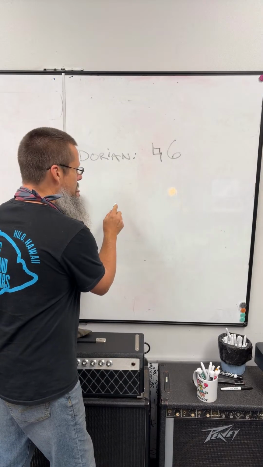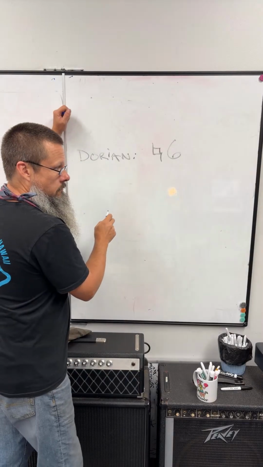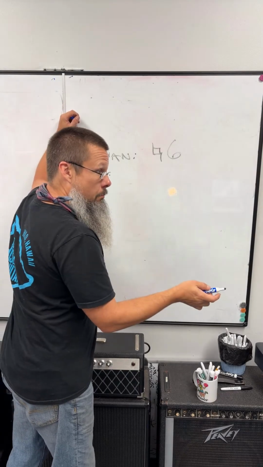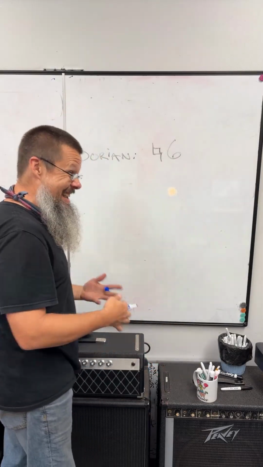How about B? Well, I also did E Dorian. Okay, but that's in the key of D. That's what I'm trying to explain to you. E Dorian is D major.